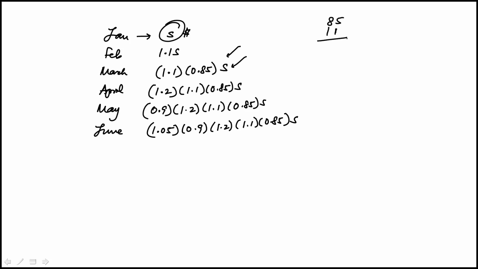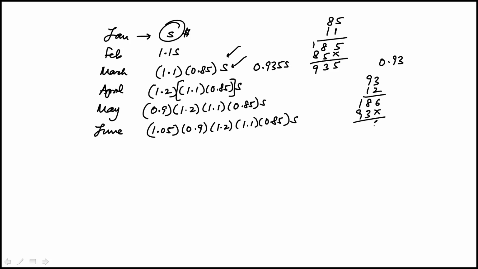So let me start with the March. Sometimes you don't see that in the exam as you're doing it. So this is 0.935. Clearly that one is out. And then we have this multiplier of 1.2. So I'm just going to do 0.93 to reduce the computational load. So this is 1.11 S. So that one is also out.